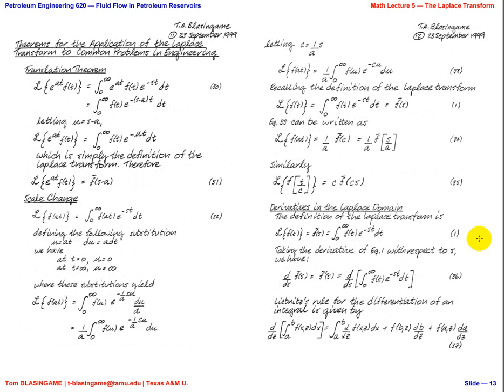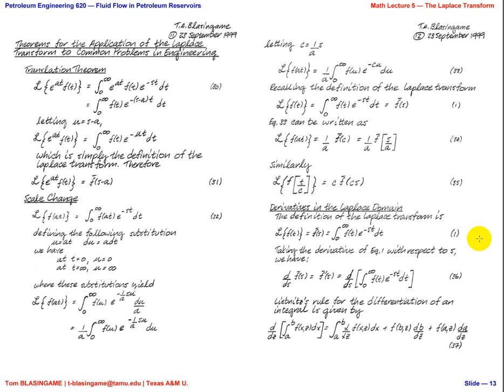These are some properties of the Laplace transform. If you have a function that is multiplied by an exponential of some constant times t, well, this is called the translation theorem, and the Laplace transform of a function of this shape is going to be the Laplace transform of the function, but evaluated at s minus a.